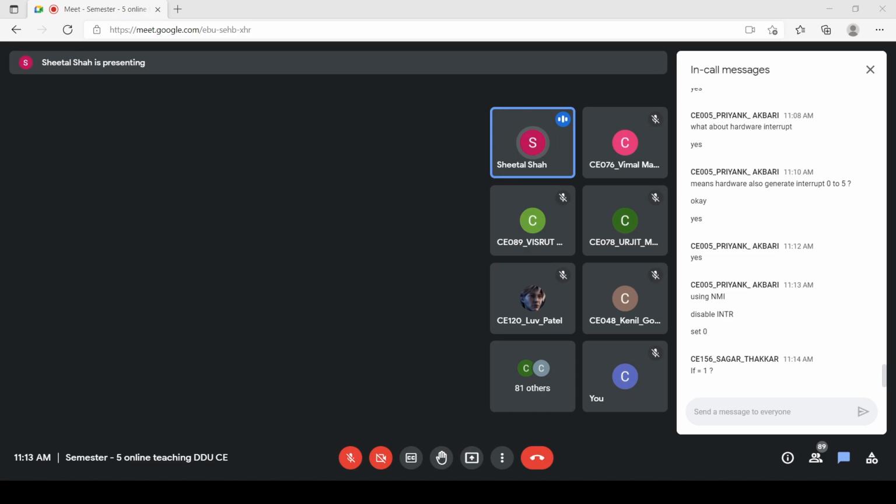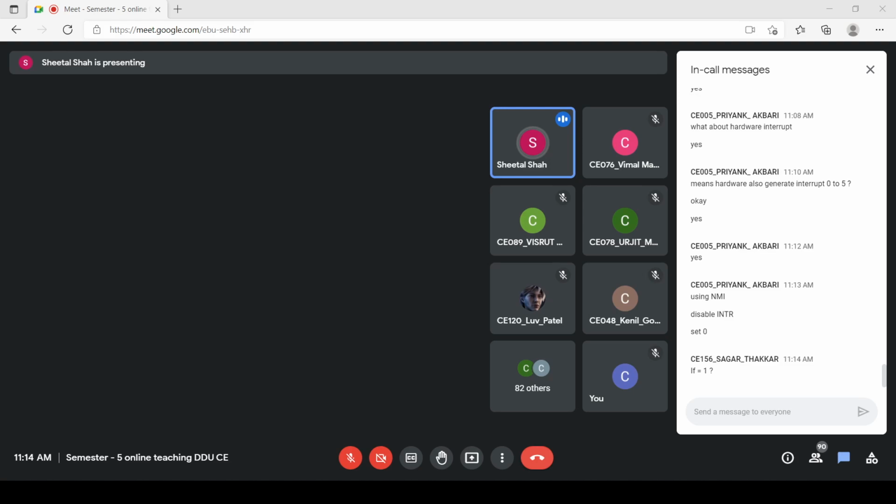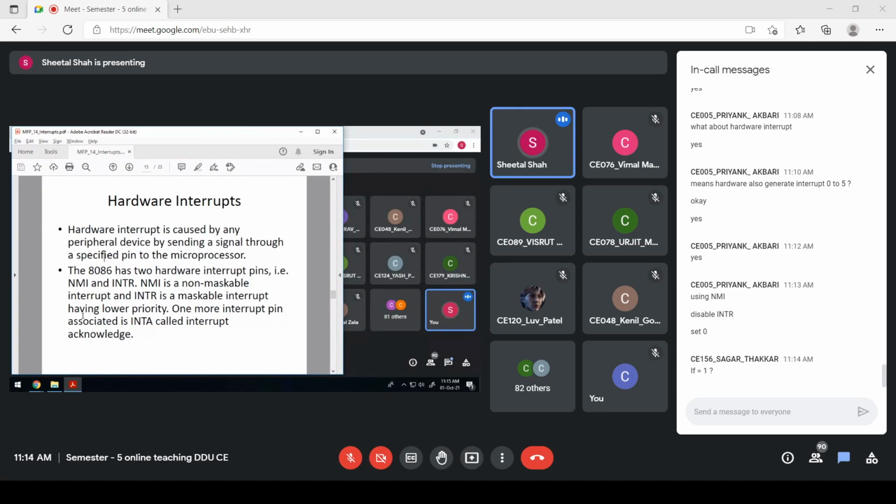Hardware interrupt is caused by any peripheral device sending a signal through a specified pin to the microprocessor. So we have the NMI as well as the INTR pin. Through those pins, a signal is provided, and based upon that, the interrupt is serviced. The 8086 processor has 2 pins, NMI and INTR. NMI is a non-maskable interrupt and INTR is a maskable interrupt. INTR has lower priority than NMI, which we have discussed.